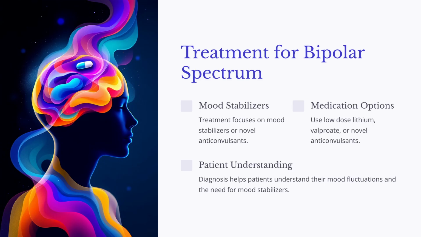So the important clinical implication of this diagnosis is that treatment of bipolar spectrum focuses on mood stabilizers or novel anticonvulsants rather than antidepressants. So if you diagnose bipolar spectrum, then you'd want to begin treatment with a low-dose lithium or valproate or a novel anticonvulsant. And you could use these medications as monotherapy in the absence of standard antidepressants. So the gist is that you're giving low doses of the mood stabilizers.